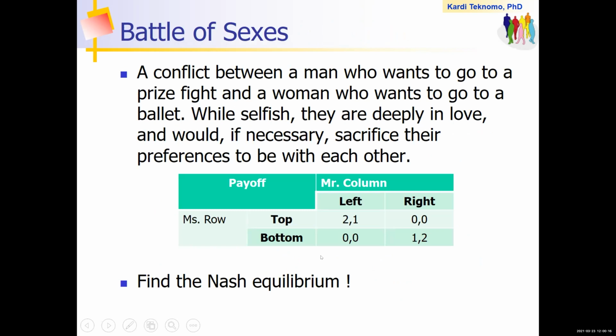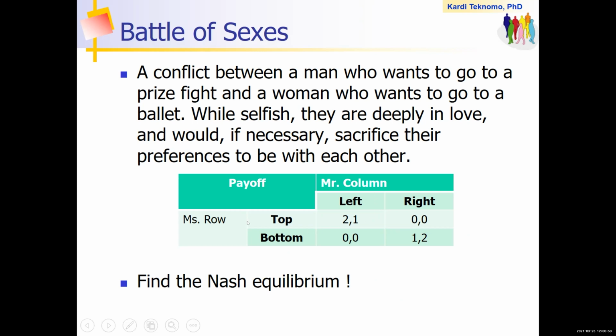Okay, let's play this game. This is the example, so I will show you how to do it. This is the conflict between a man who wants to go to a fight prize, and a woman who wants to go to ballet. Each of the man and woman are selfish, right? But they are deeply in love with each other. So, if necessary, they will sacrifice their preference to be with each other. So this is the game payoff.